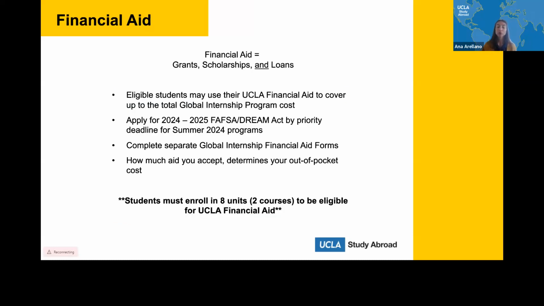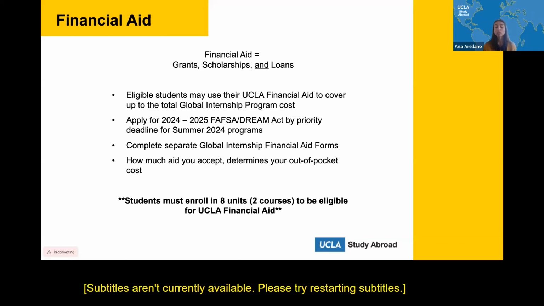For our students who are UCLA eligible for financial aid, your financial aid can cover up to the total cost of the program. How much you accept in aid determines how much you would pay out of pocket. But in order to receive your financial aid, you must submit FAFSA or the DREAM Act for the 2024-2025 school year. As well as your global internship application, it's going to ask you if you intend to use financial aid. Please indicate yes or no as appropriately. If you indicate yes, this will prompt further documents at a later time in your application process.